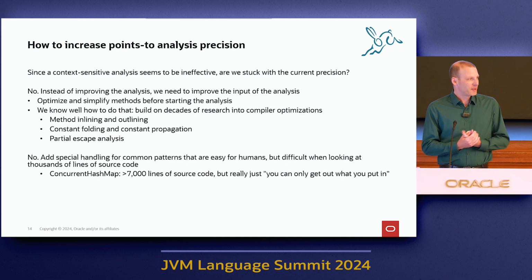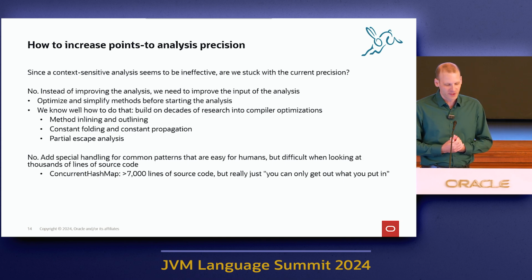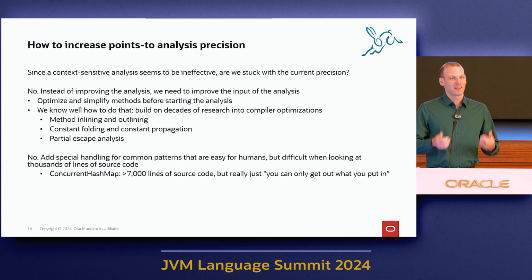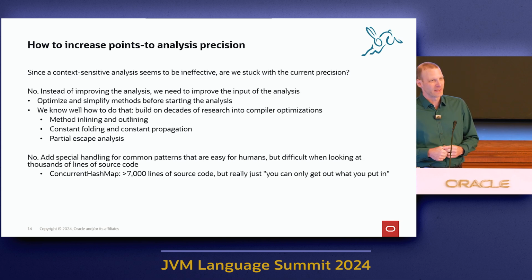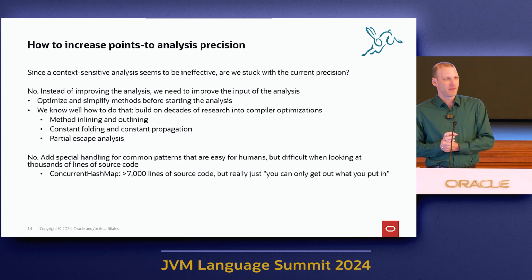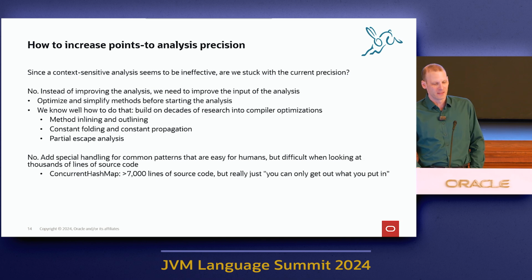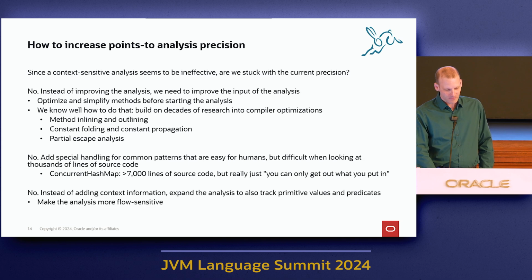For the problem with hash maps, there are also very creative solutions. Why have the static analysis find out what's going on in the 7,000 lines of ConcurrentHashMap? HashMap is a simple thing. You can only get out what you put in. And as long as you trust your hash map implementation and you have hopefully a correct hash map implementation, then that holds. And then just let the analysis use that information. So I'm not having the analysis analyze the hash map implementation. I just do a shortcut between the put and the get methods.